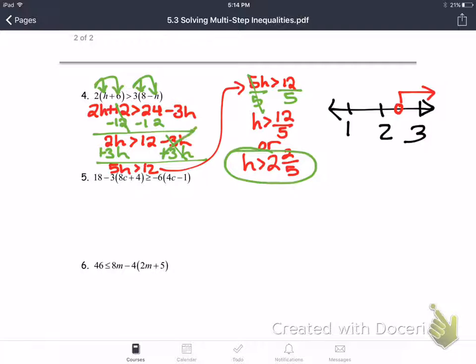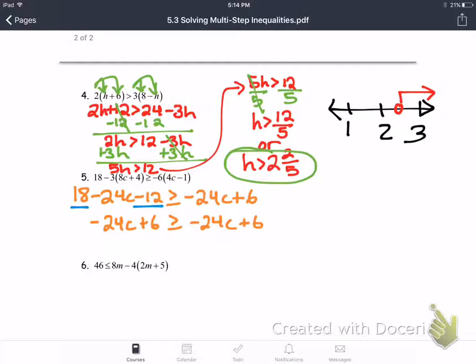Take a few minutes to try number 5. Be careful of negatives here and of distributing. You might get stuck, and if you get stuck, you can just go ahead and unpause it, but try it yourself for a little bit. You'll notice that when you simplify after distributing, you get the exact same thing on each side: negative 24c plus 6 is greater than or equal to negative 24c plus 6.